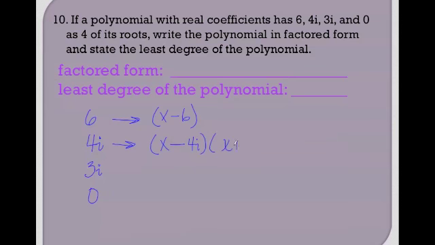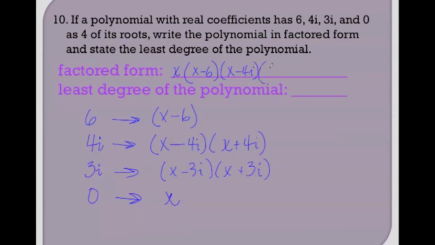They always come together. Think about them as best friends. Where you see one, you see the other. And for 0, the factor is just x. So in factored form, I would write this as x times x minus 6, and then my imaginary parts. Aren't you glad you don't have to write it in standard form and multiply it all out?